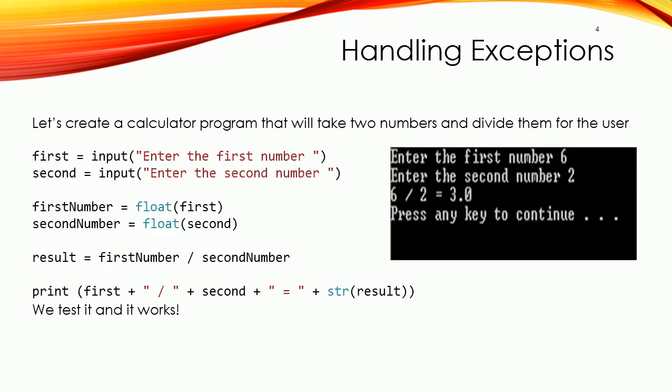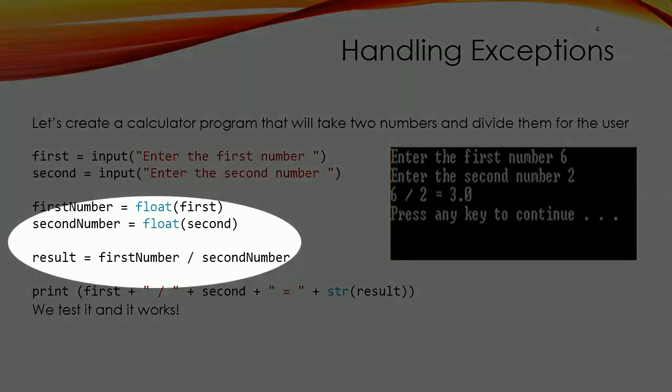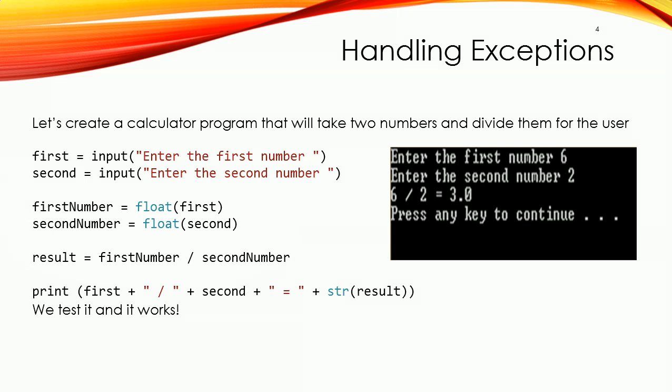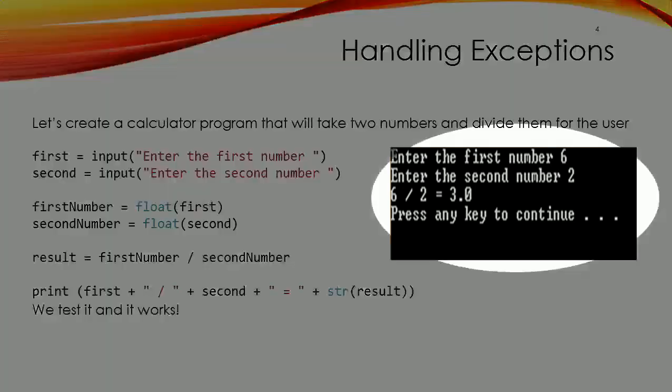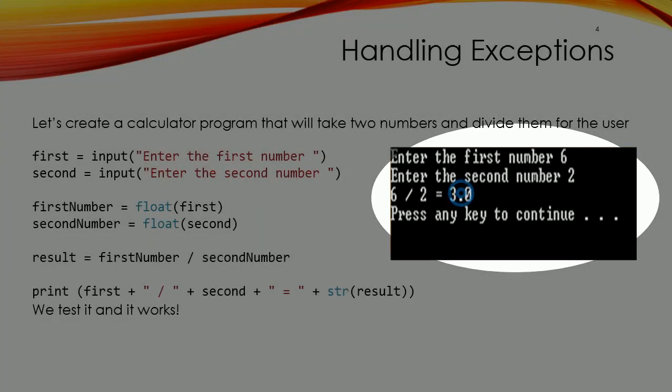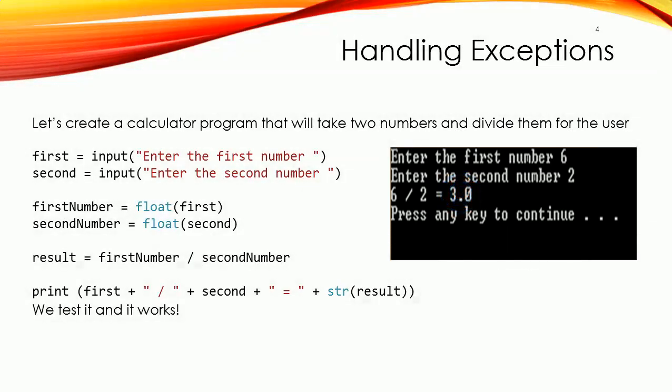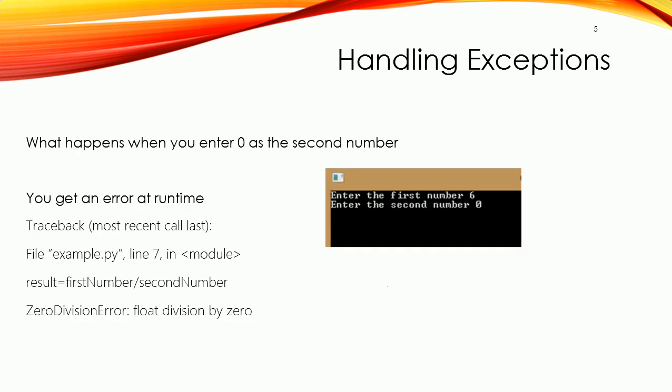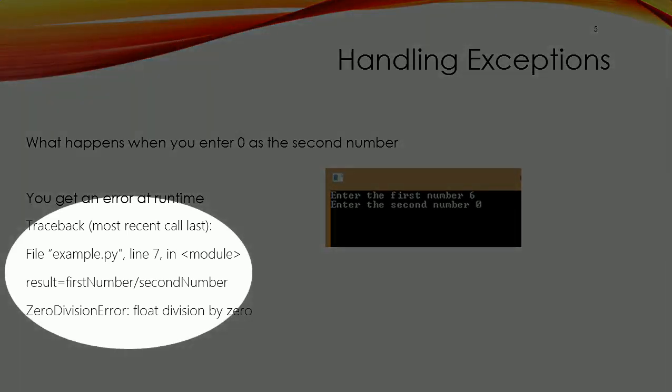Now in this example, we are creating a calculator program. It will take two numbers and divide them for the user. In this example, we are taking 6 from the user and 2. The output will be 3. Everything is perfect. This is the ideal scenario. But what will happen if the user tries to enter 0 as the second number? So the program will try to divide by 0. In this case, your program will crash and it will display a runtime error, as you can see here.